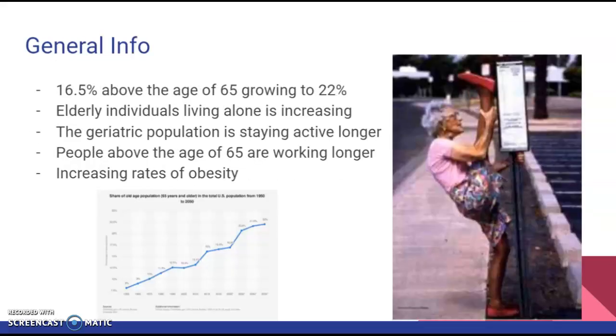So next, we'll go into some general info about this population, which Dr. Smith went into very well this week in our lectures. But the population of people over the age of 65 is growing rapidly. By 2050, it's going to be 22% of people, which is one out of every 5 people. That is a staggering amount. Elderly individuals living alone is increasing. The geriatric population is staying active longer. People above the age of 65 are working longer, and there are increasing rates of obesity in our country.